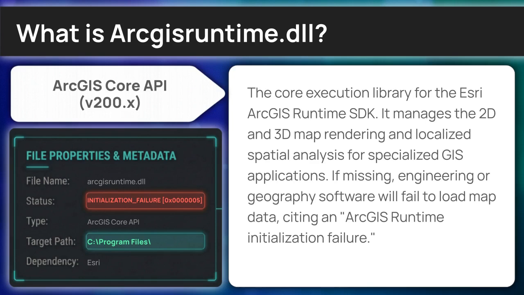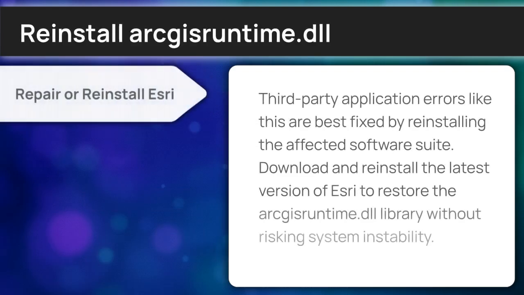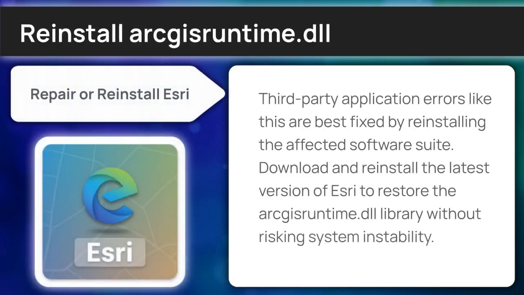Now let's apply the fix by reinstalling the shared system library. Third-party application errors like this are best fixed by reinstalling the affected software suite. Download and reinstall the latest version of Esri to restore the ArcGIS Runtime Library DLL library without risking system instability.